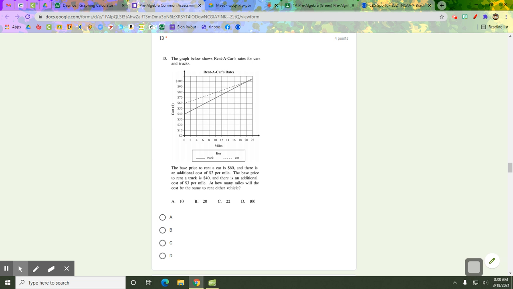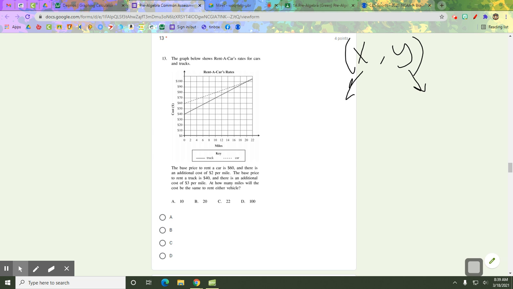Okay, so the graph below shows rental car rates. Now this is another question. If we skip ahead and read, it says how many miles would cost the same to rent each vehicle. We're not going to have an X, Y, okay? So when I have my X and Y here, we need to read the question and figure out what X is going to represent, what Y is going to represent.